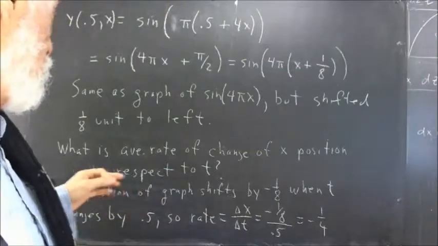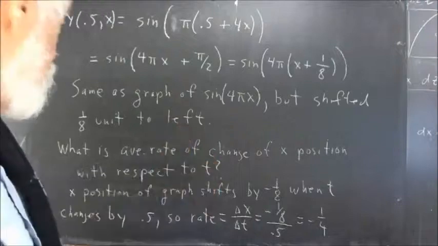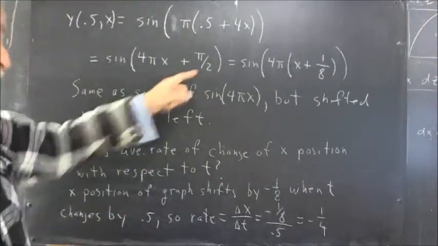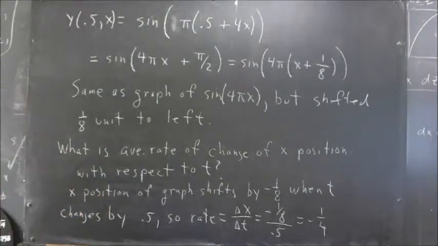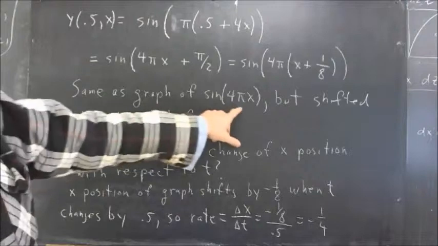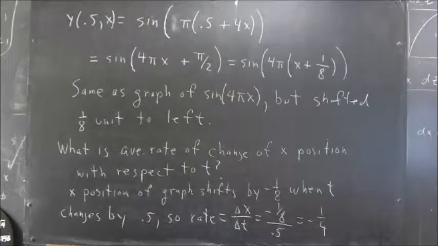I don't know that very many people in a pre-calculus class think that much about the reason. They just learn to use the rule, but the reason is important, because if you forget the rule, you can always reason it out. Anyhow, that's going to be the same as the graph of sine of 4 pi x, but shifted 1/8 of a unit to the left.